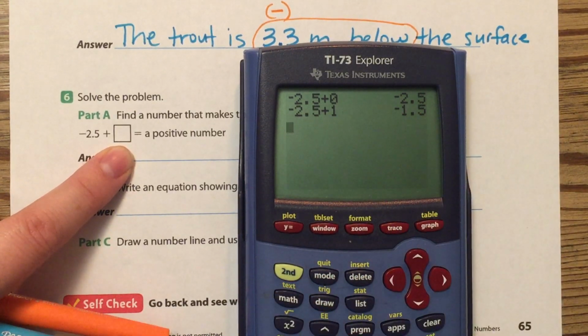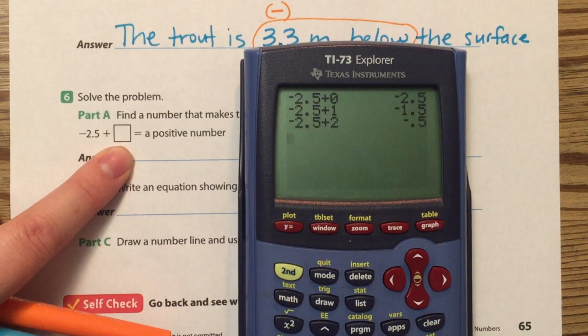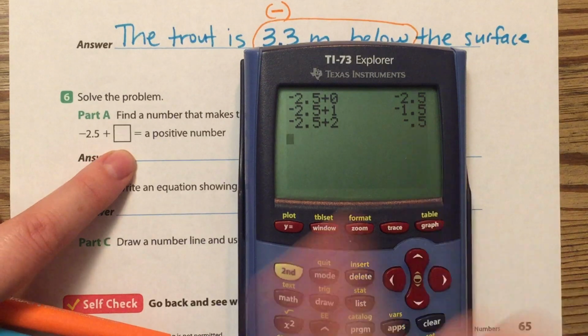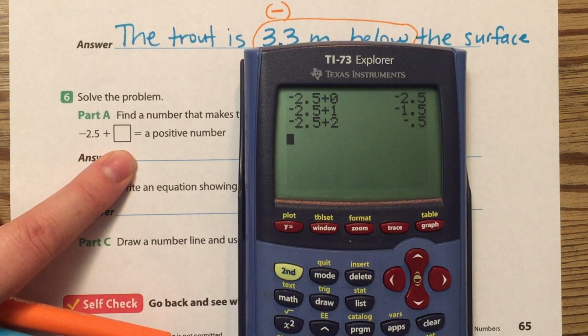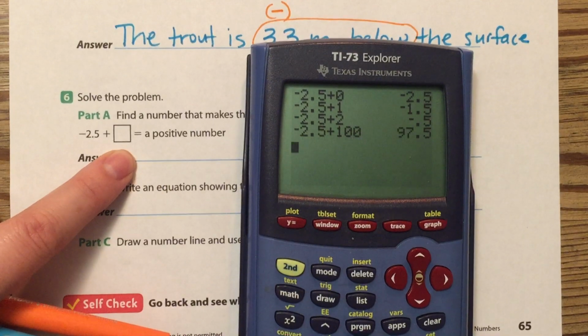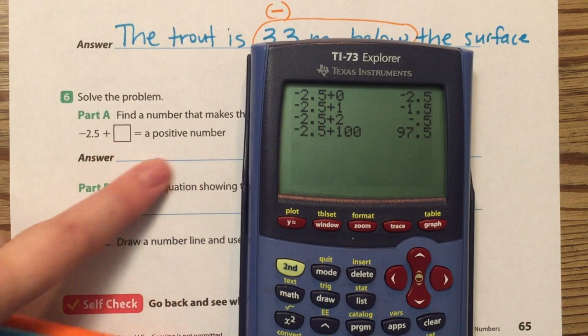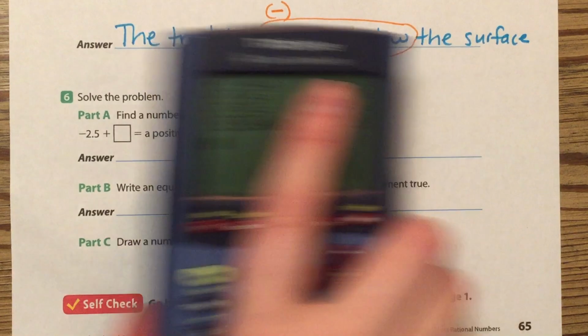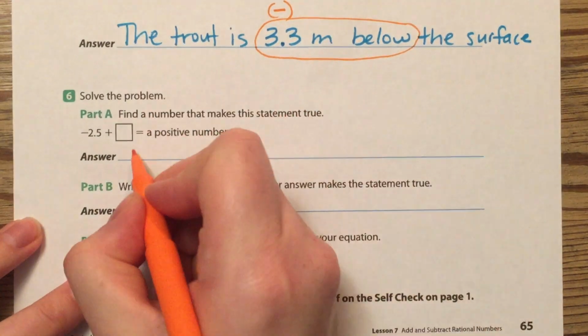I need to pick a bigger number. Negative 2.5 plus 2. Still in the negatives. Let's get even bigger. Let's just stop wasting time. Pick a big number. Negative 2.5 plus 100. All right. Now we are easily in the positives. All you got to do is write your answer down.